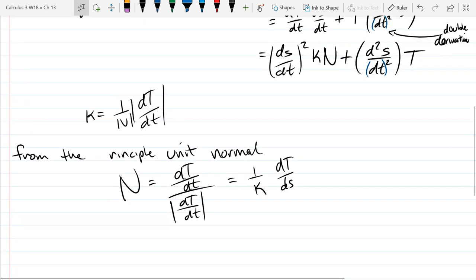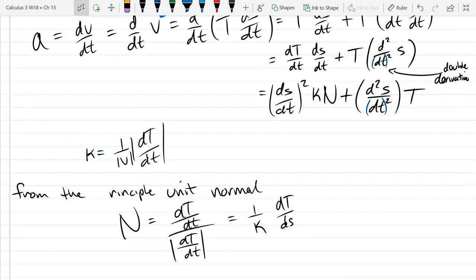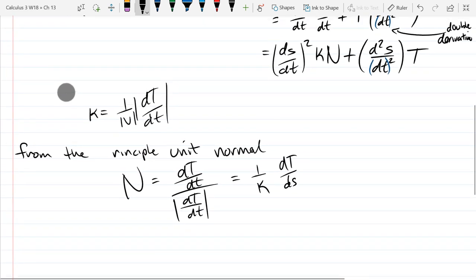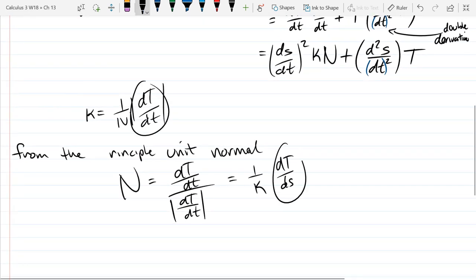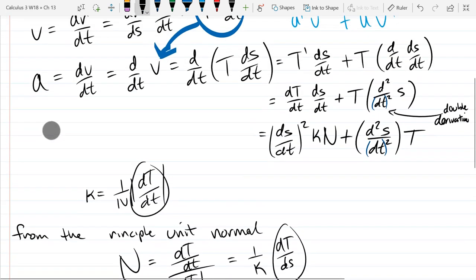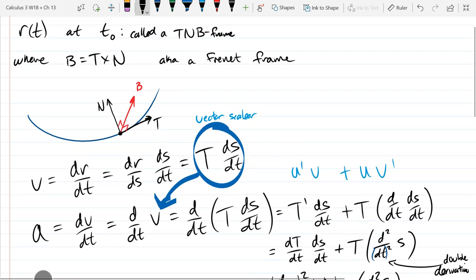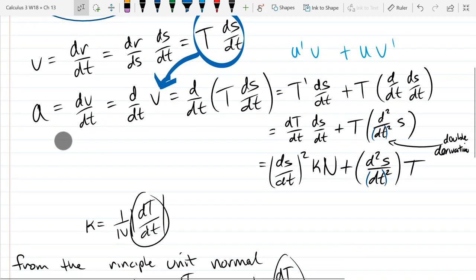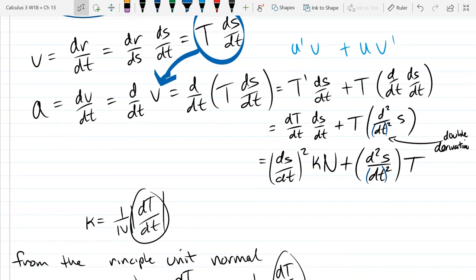Can we break kappa down into dT over ds? Yeah, I can definitely do that, I have kappa written right above there. And now I have to relate dT to ds. I have to relate these two quantities together, and I think we wrote something. Wait, somewhere around here. ds dt times T equals dr equals v.